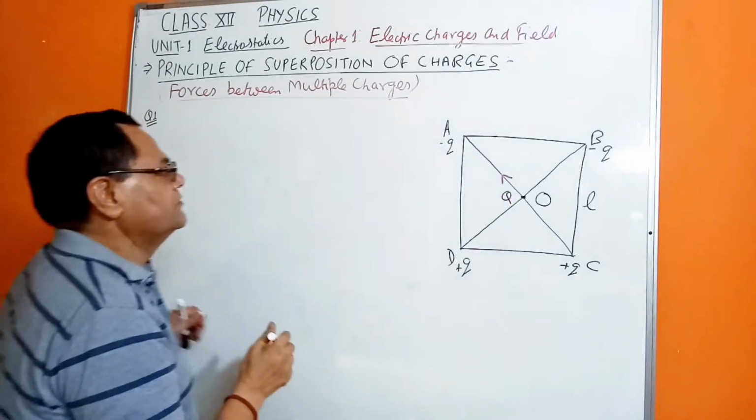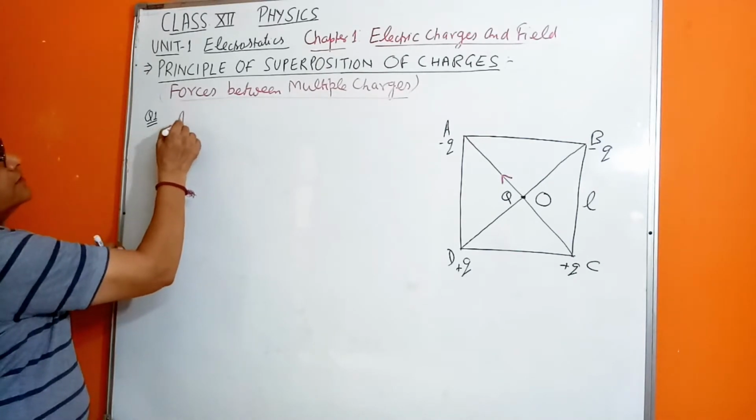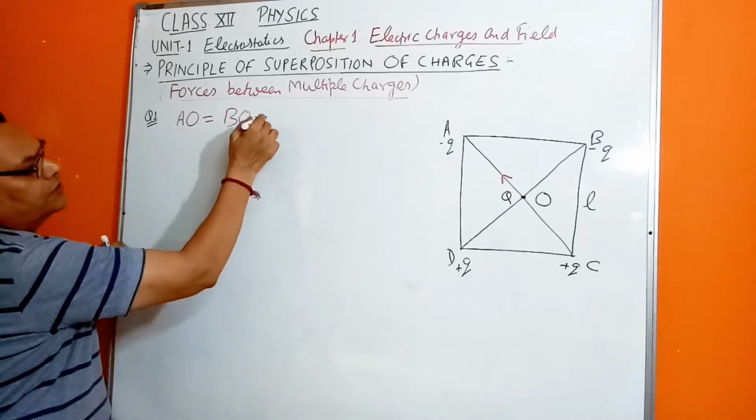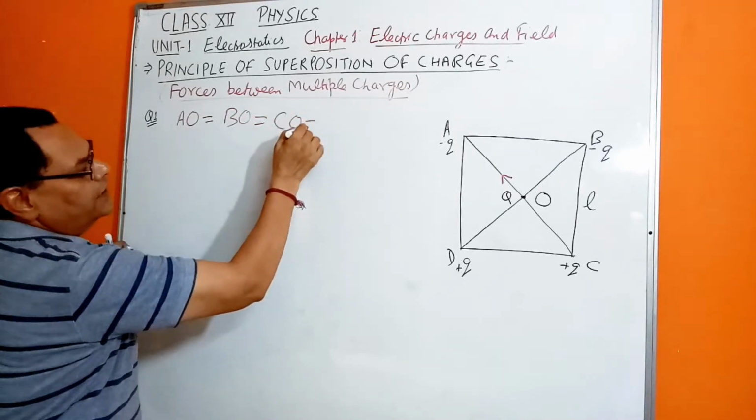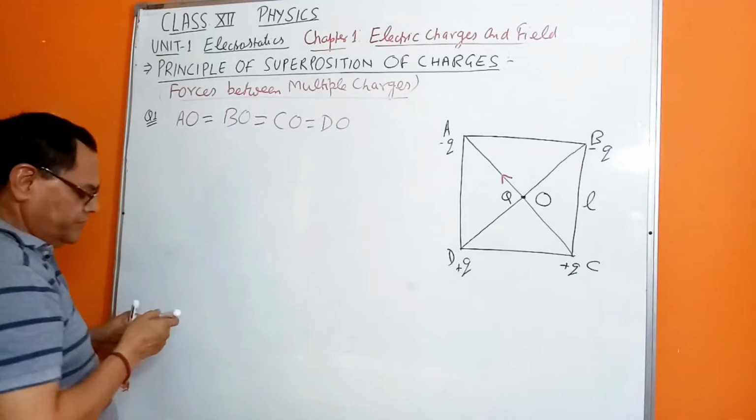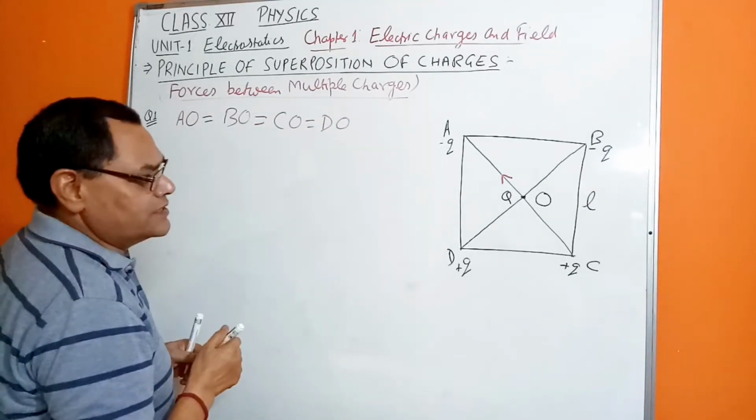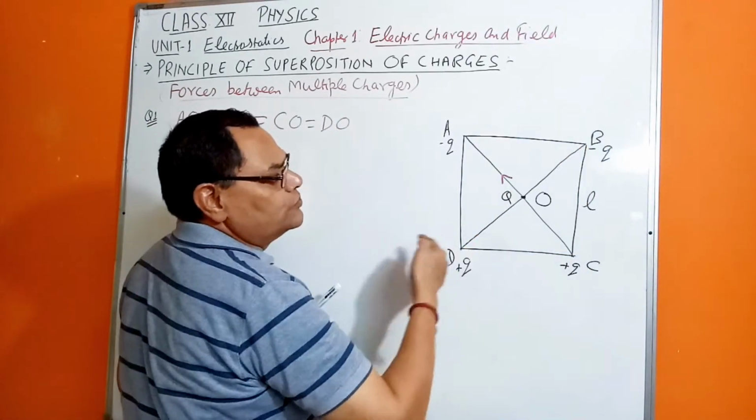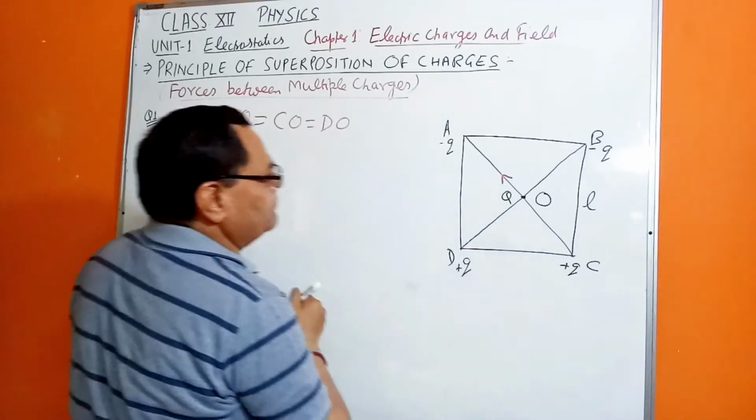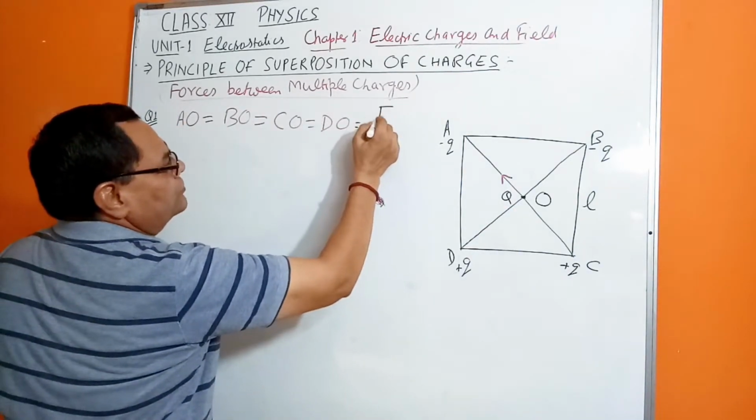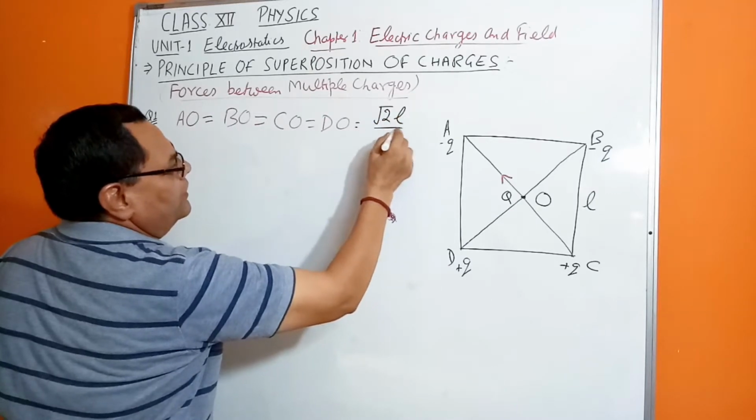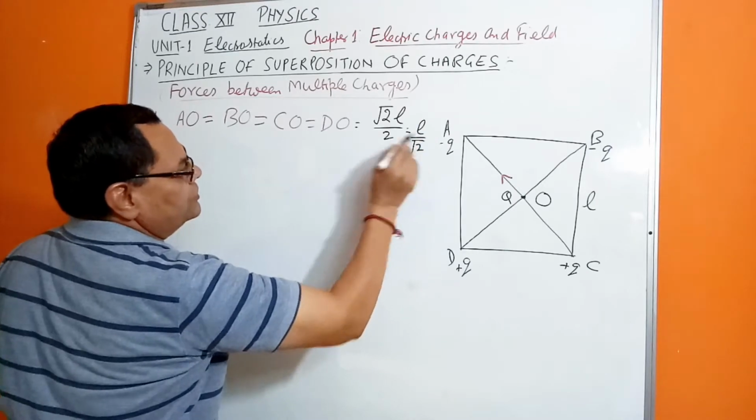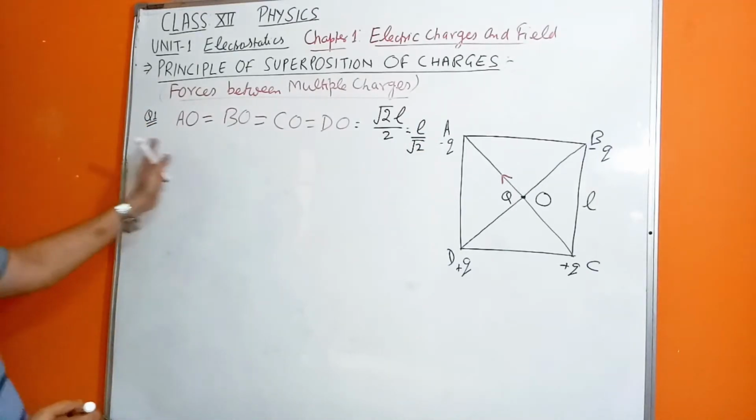First of all, AO is equal to BO is equal to CO is equal to DO. All the distances will be equal. Are you getting my point? This is L, so the diagonal will be √2L, and half of that will be this distance, √2L by 2, or you may simply say it is L upon √2. So this way we got the distance.